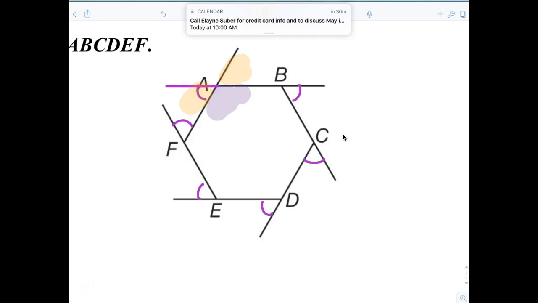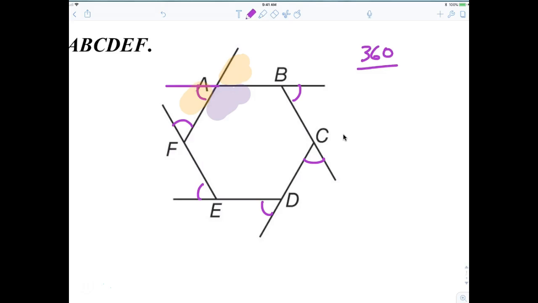And because there are 6 exterior angles, the measure of each exterior angle, if it's regular, is always 360 divided by n. So you might want to write that down. If it's regular, though. If it's regular.